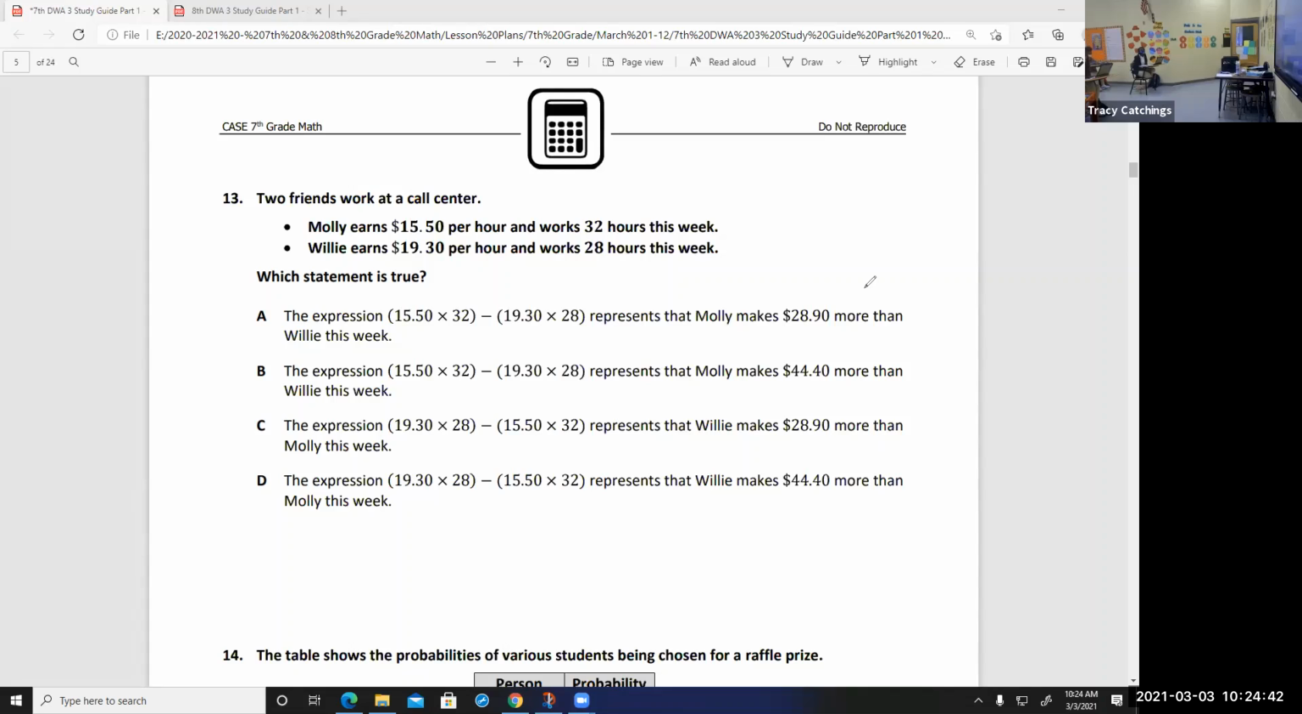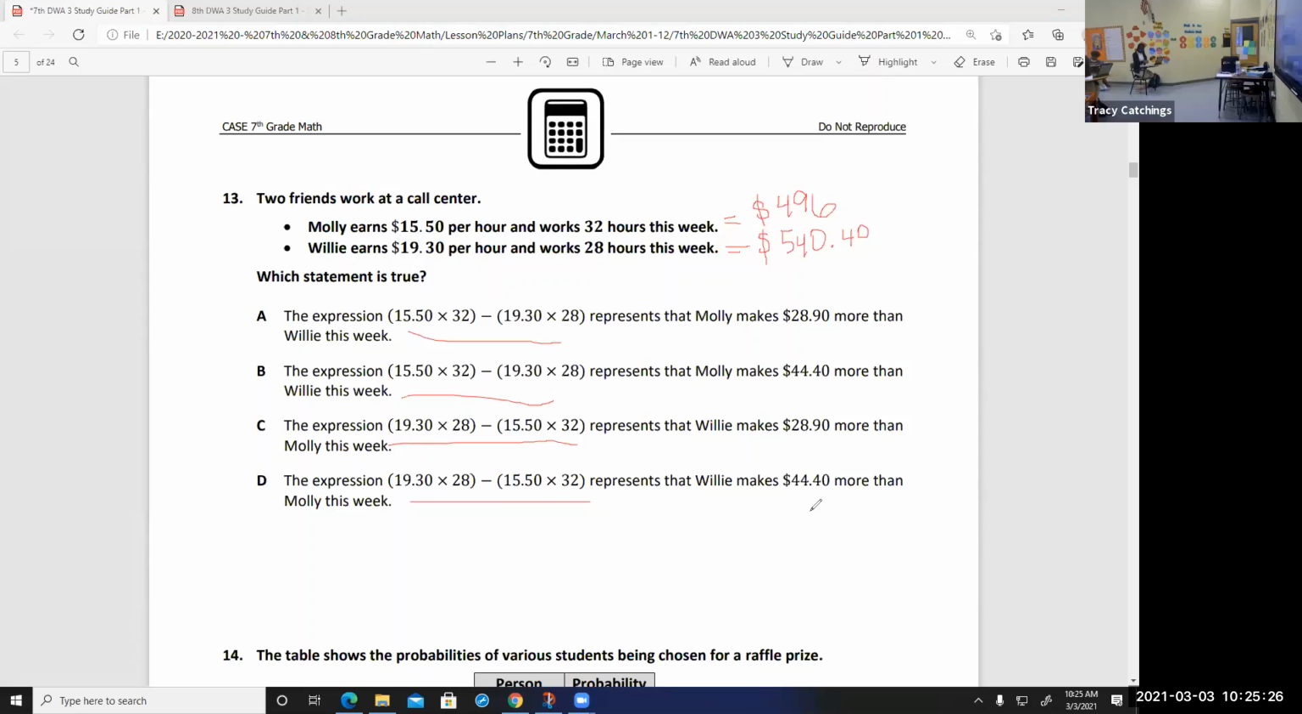What do you think? All right, so if I look at these statements, it looks like they multiplied them out and did some subtraction. So let us multiply them out. See how much money Molly made and then how much money Will made. All right, I hear 496. Somebody verify. Okay. All right, 540 and 40 cents.